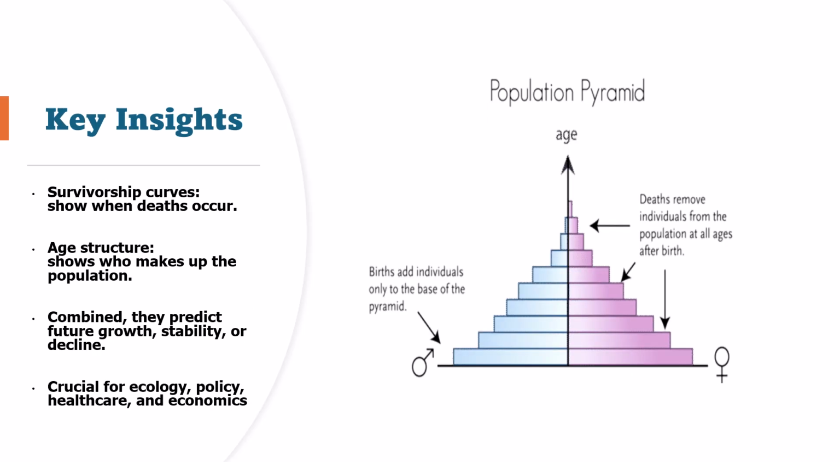To summarize, survivorship curves tell us about when deaths occur along the lifespan, while age structure shows who makes up a population at a given time. Together, these concepts help us to predict growth, stability, and decline. They also extend far beyond biology, informing economics, healthcare policy, conservation, and sustainable planning. Understanding survivorship and age structure isn't just for scientists, it is a roadmap for societies planning their future in a rapidly changing world.